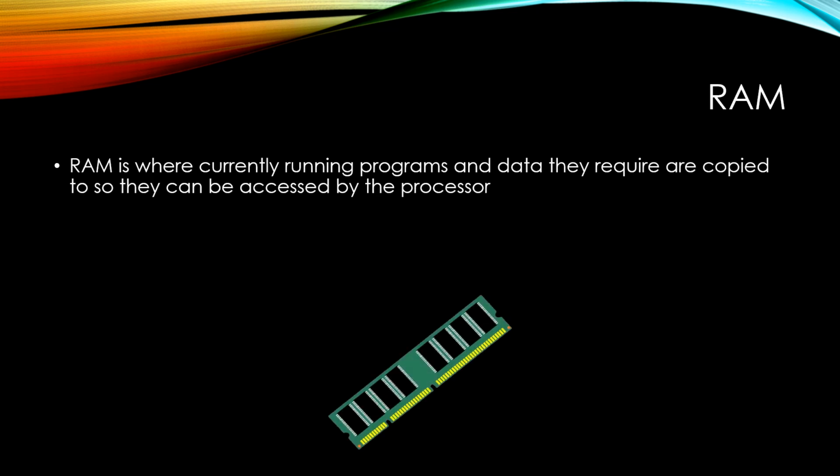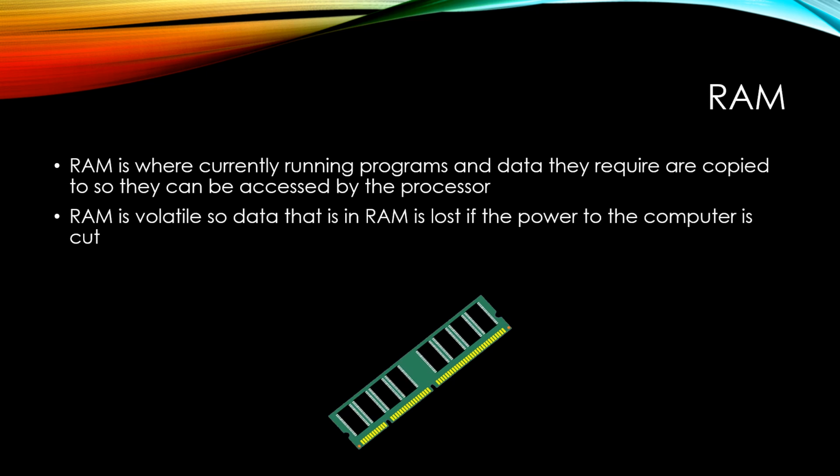RAM is where currently running programs and data they require are copied to, so they can be accessed by the processor and executed. RAM is volatile, so data that is in RAM is lost if the power to the computer is cut. This is why if your computer suddenly switches off, the files you're working on are not saved. RAM can be read from and written to. More RAM will not help the computer to run programs more quickly, but it will allow the computer to run more programs and have more things open at the same time.